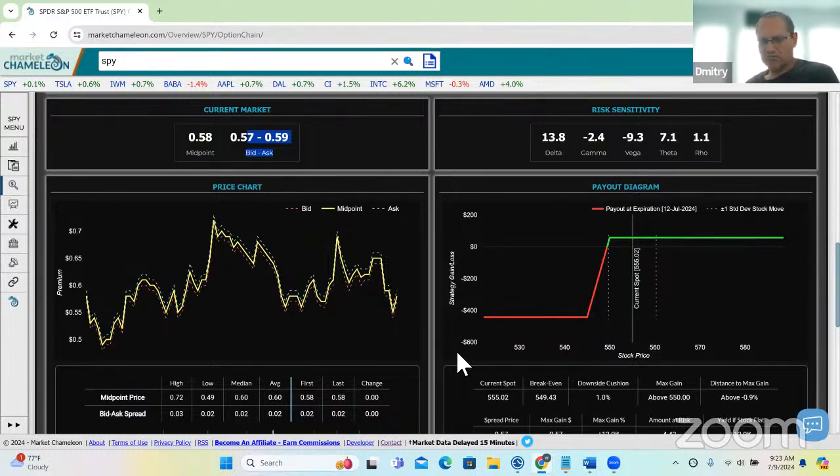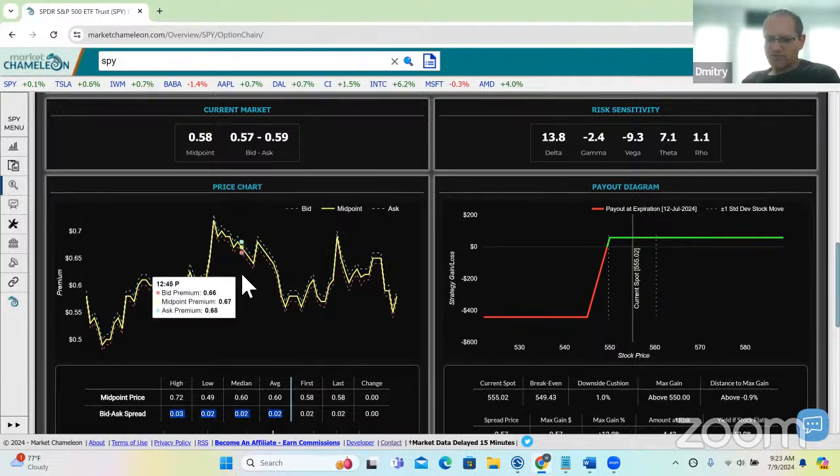We could look at it from the graph, or we could just look at our table and say, okay, what was the high point? 72 cents, low point, 49 cents, the median, average. We could see it started out at 58 cents and it ended up at 58 cents. So even though it moved around, at the end of the day, this spread ended at the same price it started. We also showed the bid-ask spread to see how tight that spread remained throughout the day, which seems pretty consistent at 2 cents.